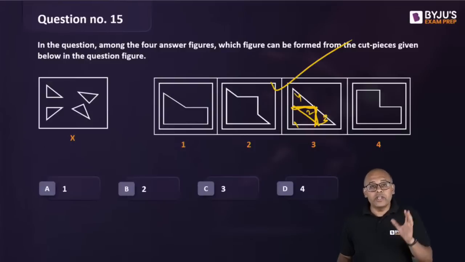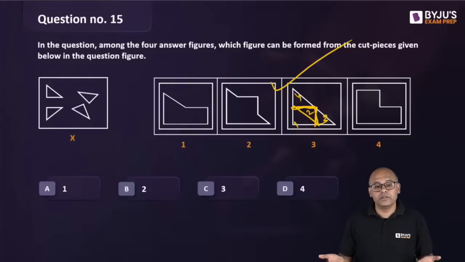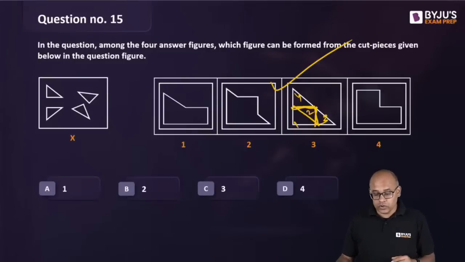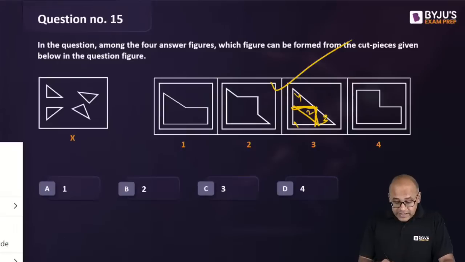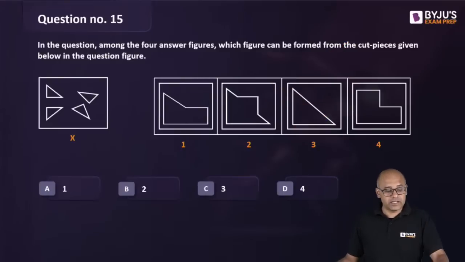Is that clear? So here I am trying to draw the 4 triangles in each figure and eliminate them if I can't draw. Okay, so here I can draw them. Clearly in the 4th one I cannot draw, so that is also ruled out. Okay, the size has to be the same. Please keep in mind. 4 right angle triangles and same size. That's the point.